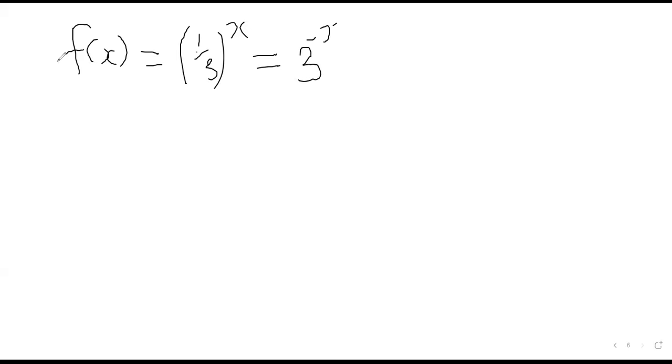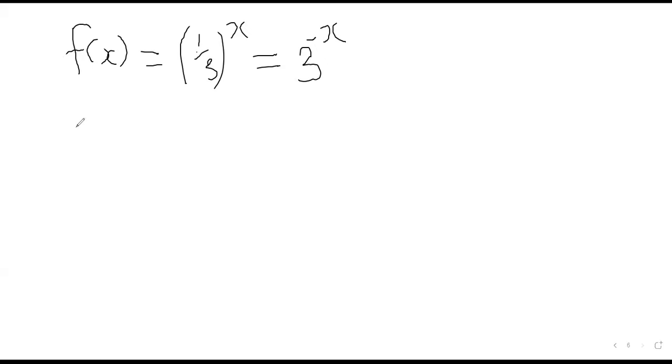The third one is f of x equals 1 over 3, 1 over 3 to the power x. So this 1 over 3 to the power x can be written as 3 to the power negative x. So when you see something like this, just note that it is the same as 1 over 3. So when you see 1 over 3, just note that it's the same as this part which is here.